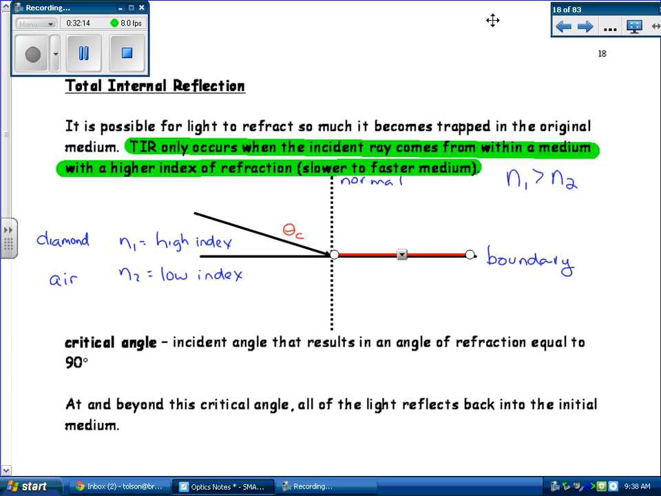Okay. Then we call it total internal reflection because it looks like all the light is just reflected back. There's no actual refraction happening. So the critical angle results in theta 2 being equal to 90 degrees. And so at and beyond this critical angle, all of the light reflects back into the initial medium. Okay? And I said before, this is the physics behind fiber optic cables. It's what makes a fiber optic cable work.